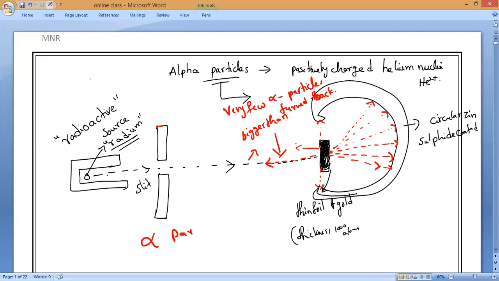But in the experiment, surprisingly, beyond his expectations, instead of returning back, most of the particles are penetrating through the gold foil and hitting the surrounding wall. That is what you can see. They are producing a bright flash on the screen. That is the blue color screen back here, coated with what? Zinc sulfide coated.